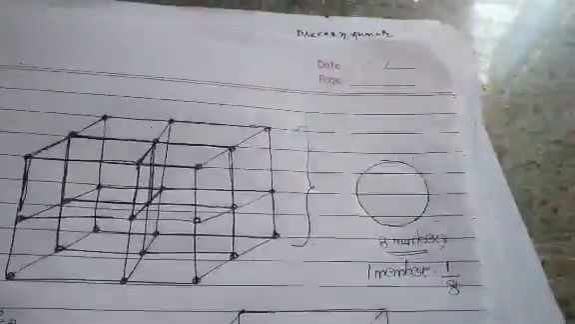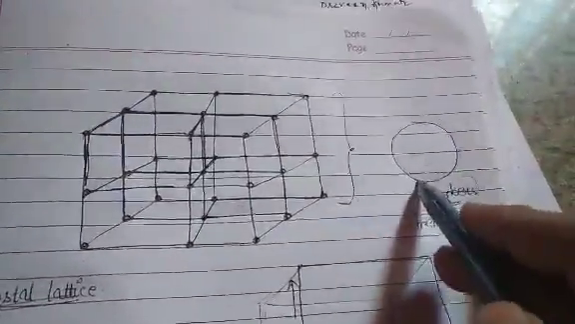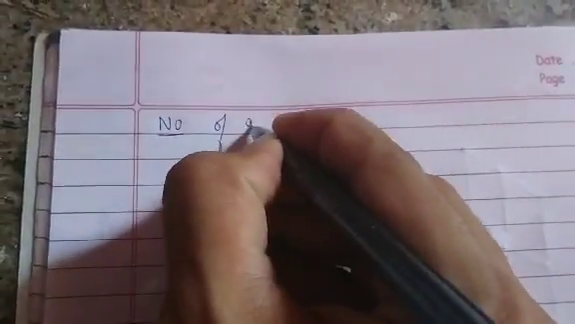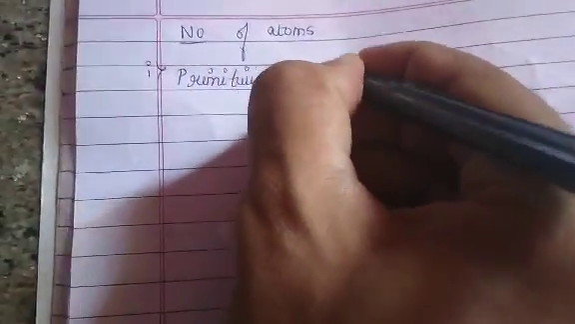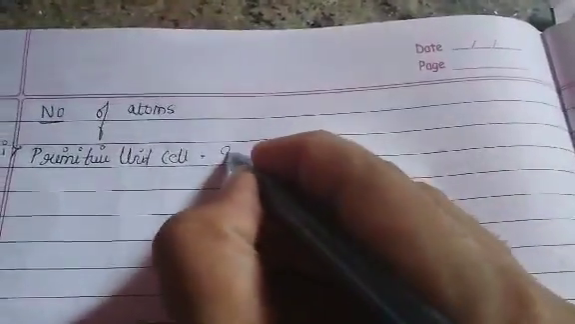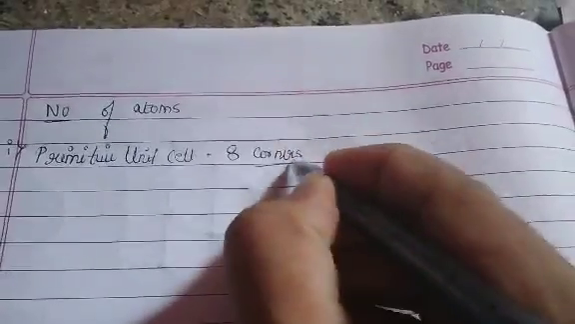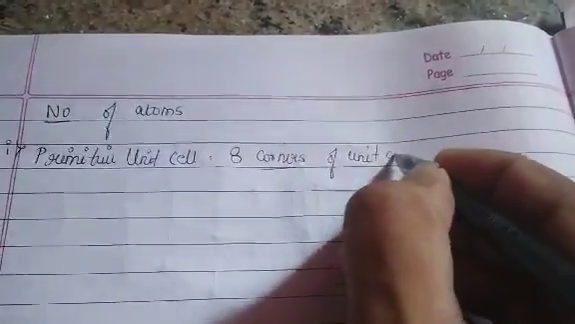That is the concept. The same concept is utilized, but instead of cake, we are going to use atoms. So let us first go with the number of atoms in the primitive unit cell. In a primitive unit cell, the atoms are arranged only at the 8 corners of the unit cell.